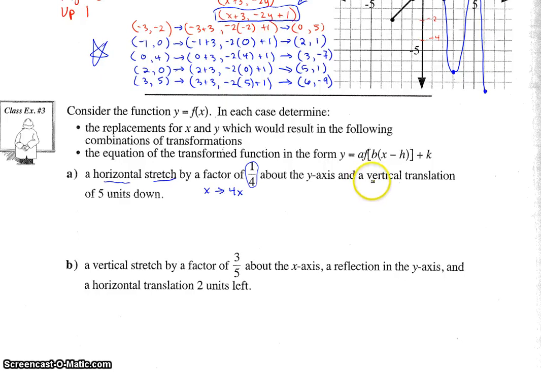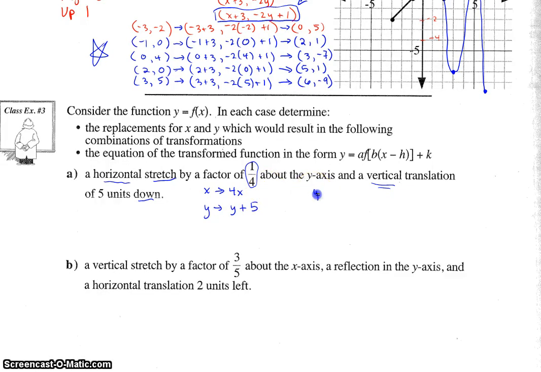Now, vertical translation, 5 units down. Vertical, we're talking y. If we're translating it down, that's when we take y plus or minus something. Now it's opposite because it's with the letter it applies to. Down, you'd think minus, but it would actually be plus 5.